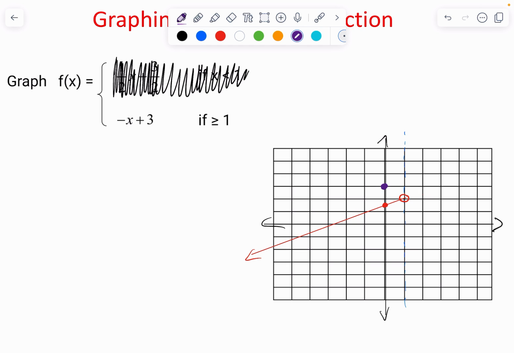My slope is negative 1. We know negative 1 as a fraction is negative 1 over 1, so I'm going to go down 1 and right 1. And I'm going to do that a couple times. And draw my line.